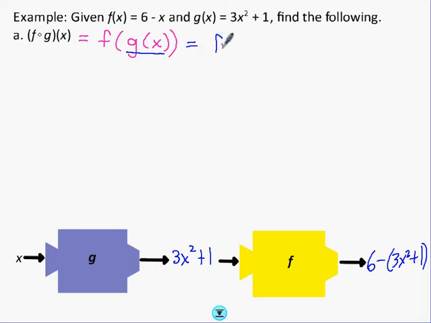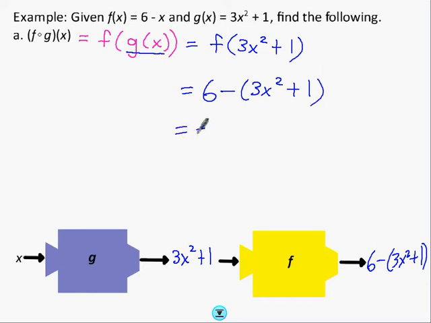So f is waiting outside. g of x is exactly 3x squared plus 1. They told us how to find g of x. And now I'm going to evaluate f at this crazy number right here. Well, all I have to do is plug this quantity in for x, because I'm replacing it here. So it's going to be 6 minus, instead of x, I'm going to write this quantity. And it's easier if you write it in parentheses.